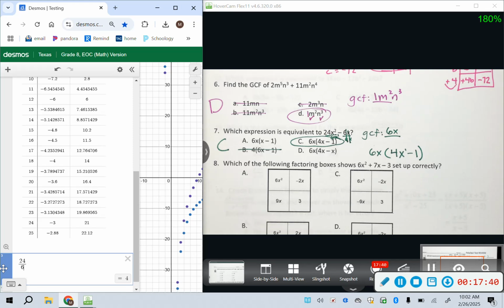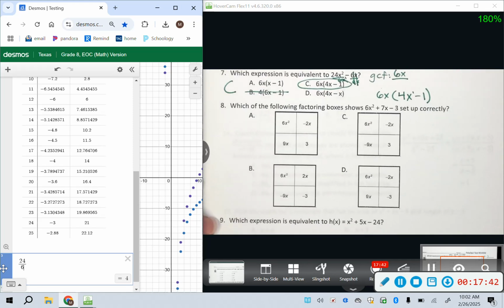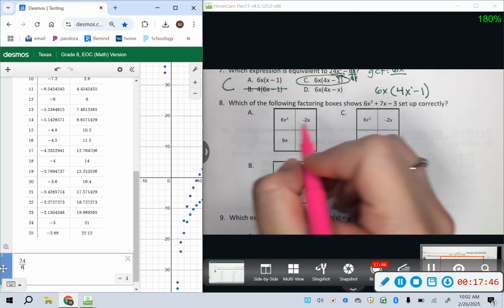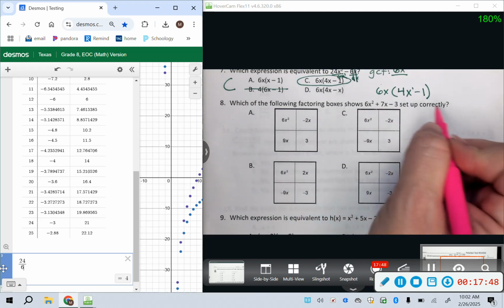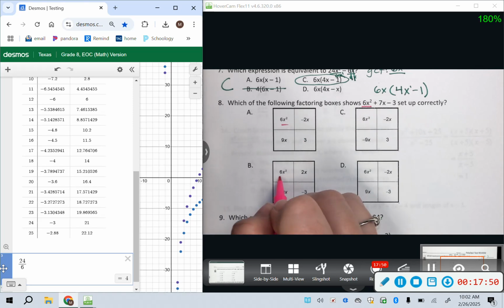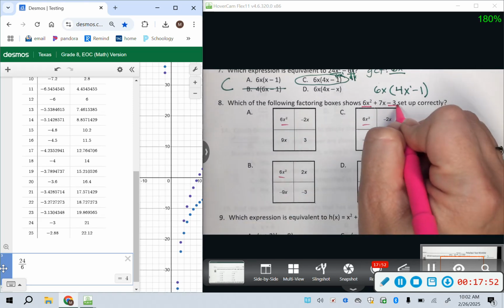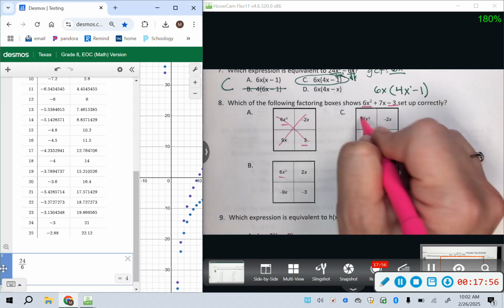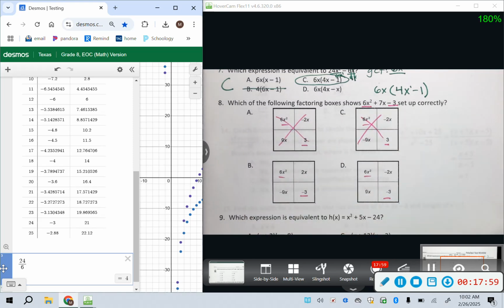Okay, so let's look at 8. 8 says, which of the following factoring boxes shows this set up correctly? So first term, first box, they all have it. Last term, last box. Well, these are both positive. I have a negative, so these are wrong. This has negative, this has negative, so we're good.